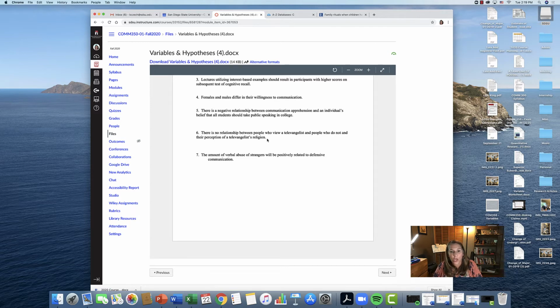Is there a word that gives a direction here? I do not have any word that's giving a specific direction, nor do I have any kind of there will be a relationship or there will be an effect. As a matter of fact, this is telling me there's no relationship. So this is a null hypothesis.